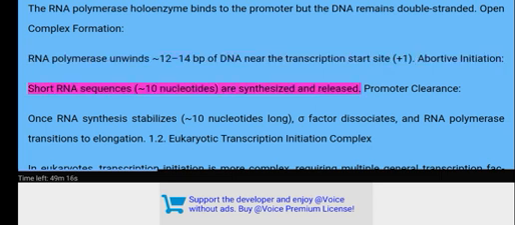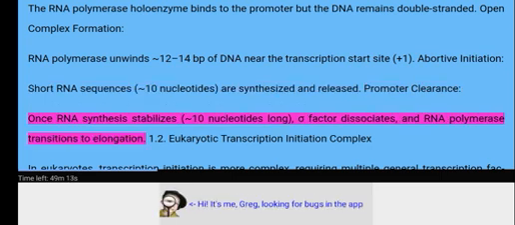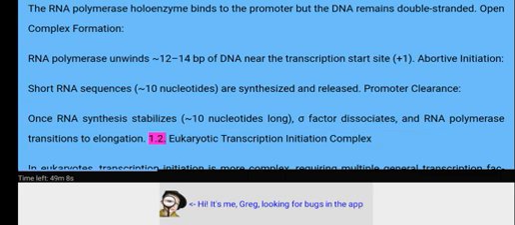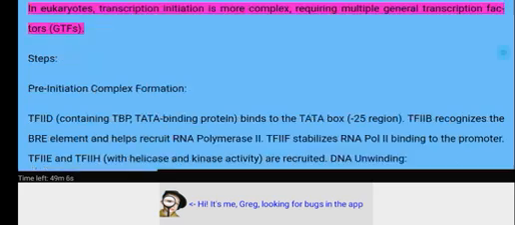Abortive initiation. Short RNA sequences, approximately 10 nucleotides, are synthesized and released. Promoter clearance. Once RNA synthesis stabilizes, approximately 10 nucleotides long, sigma factor dissociates, and RNA polymerase transitions to elongation. 1.2. Eukaryotic transcription initiation complex.